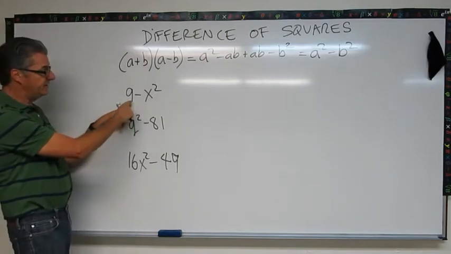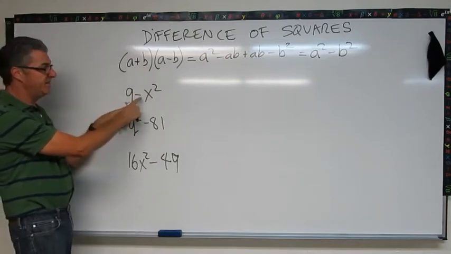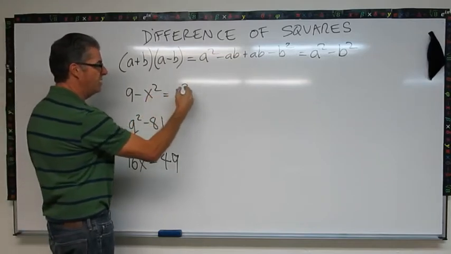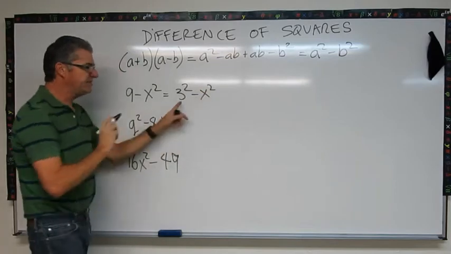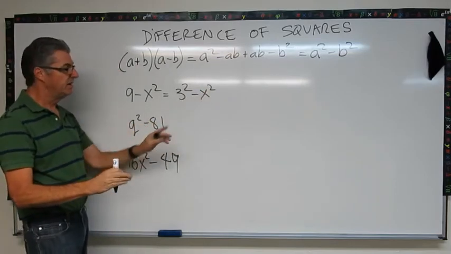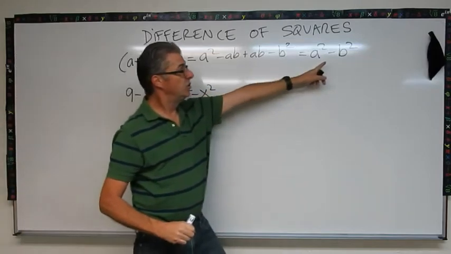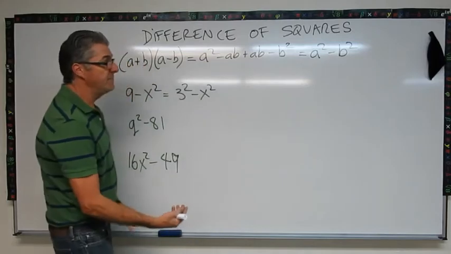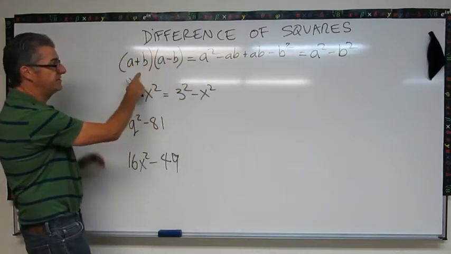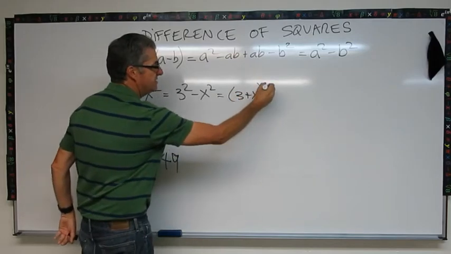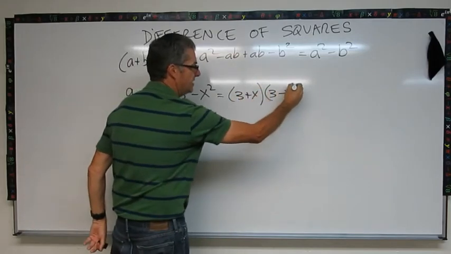Notice that this is 3 squared, and this is x squared. So I can change this, and I can write it as 3 squared minus x squared. Now this is kind of an extra step. You won't need to do that, but I just want to make sure this is super clear. Check it out. This looks like that. One thing squared minus another thing squared. So that means you can go right over to this. So this would be 3 plus x times 3 minus x.